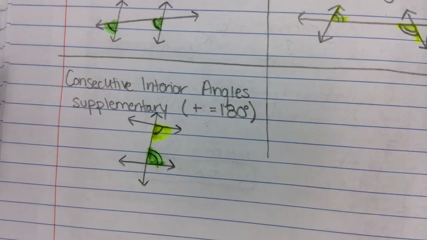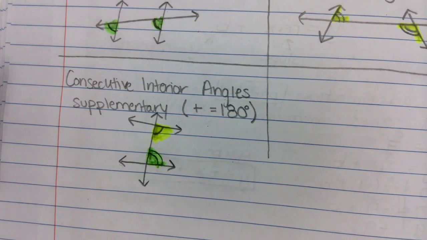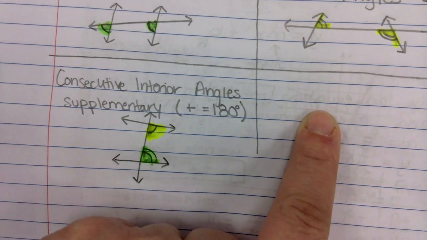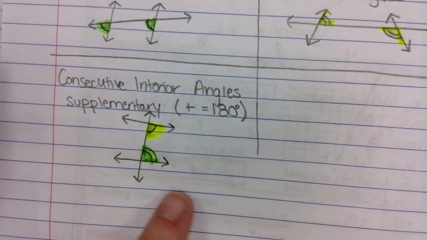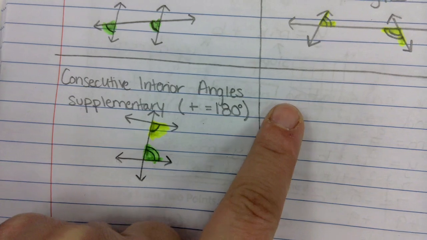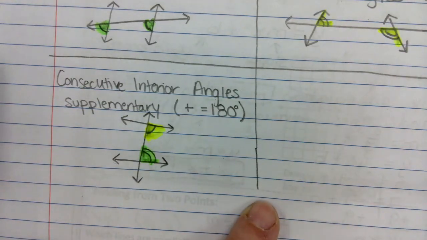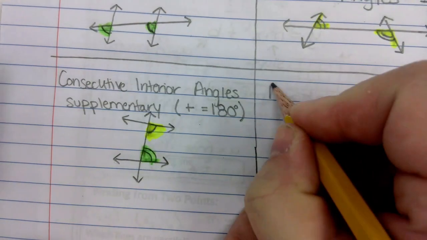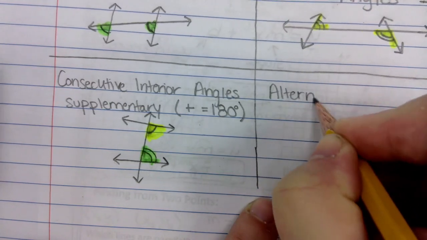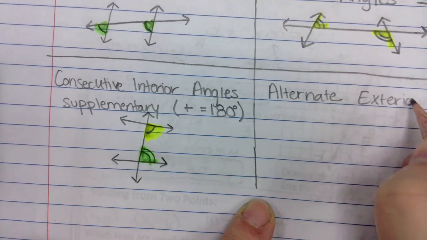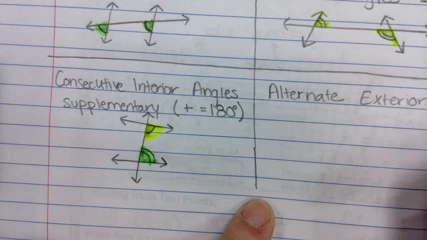What's our last relationship we're going to work with? Good. Alternate exterior. And what do we know about alternate exterior angles? Alternate means opposite sides. Exterior would be the outside. So what do we know about outside, opposite side angles? What's their relationship?